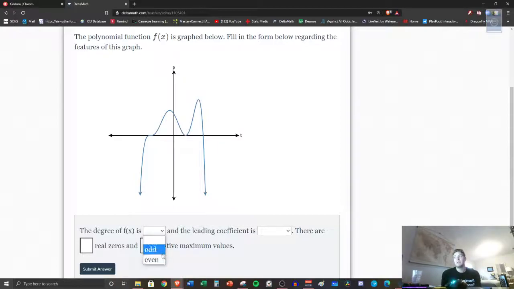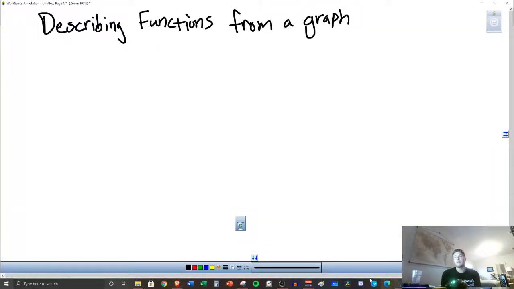Look at the first thing it wants to know. Is it odd or even? Well, we don't have an equation, so we can't look at that highest power to say. But if you remember from end behavior, the idea of odd and even is going to help us out here. We're going to write down a few notes. First off, let's talk about degree. Again, it's a very important part of describing polynomials. We're going to write down some little bullet points.